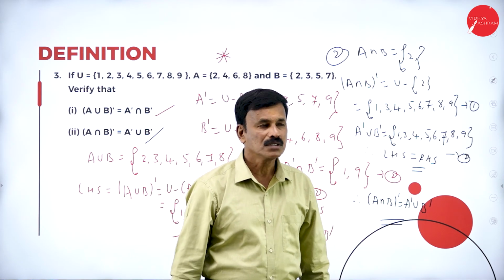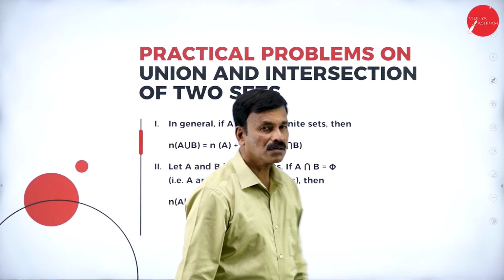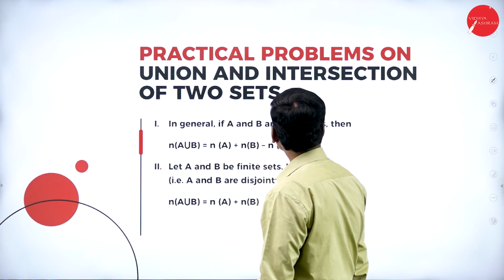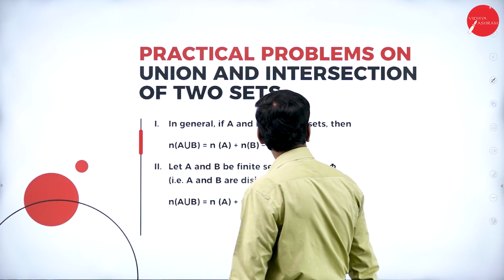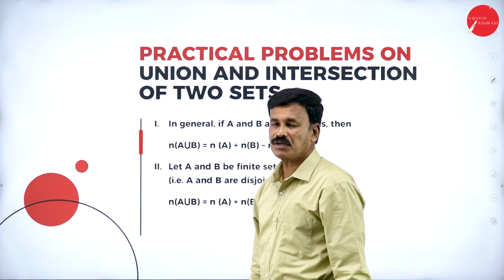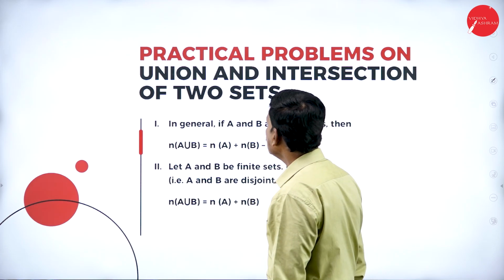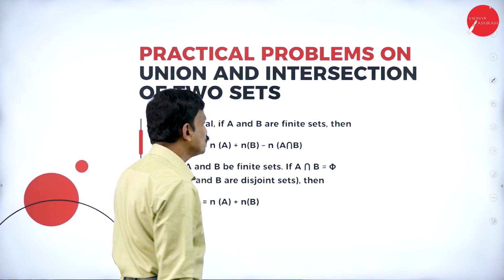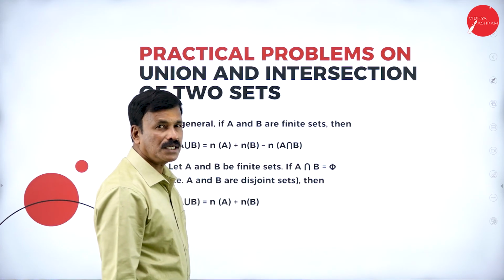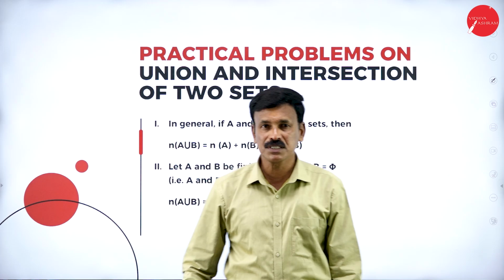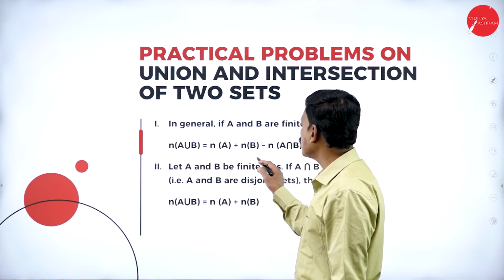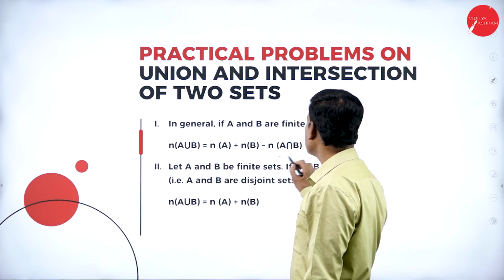Hope you followed. Now let us move on to the next concept, practical problems on union and intersection of two sets. This is a very important concept. You may expect one 5 marks or 6 marks question from this. In general, if A and B are two finite sets, then n of A union B, the number of elements in A union B, is equal to n of A plus n of B minus n of A intersection B.